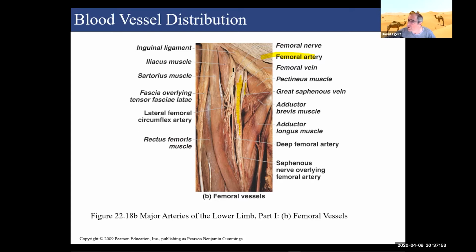Here's the femoral nerve coming down. This is kind of a classic thing, this little femoral triangle. You have the nerve, the artery, the vein. Anyway, let's continue.